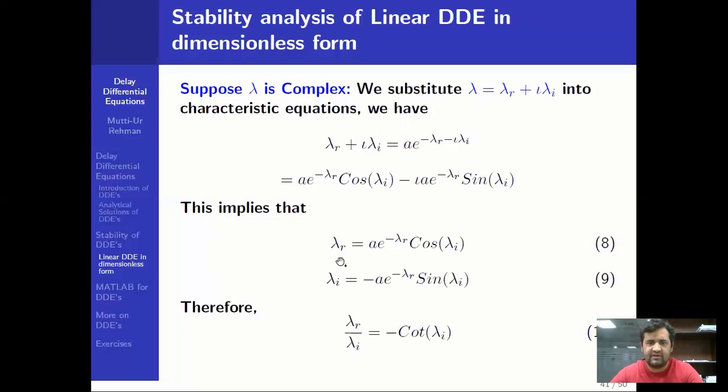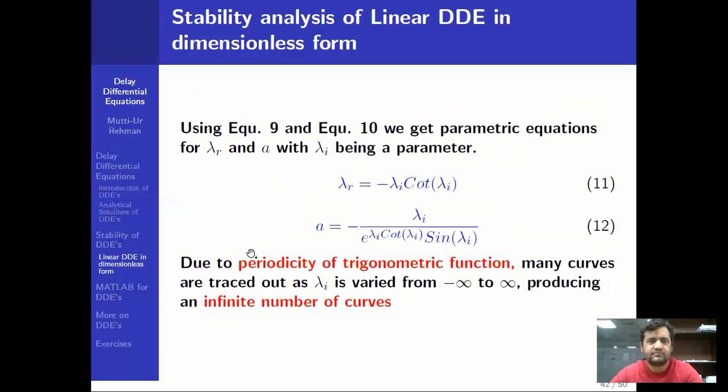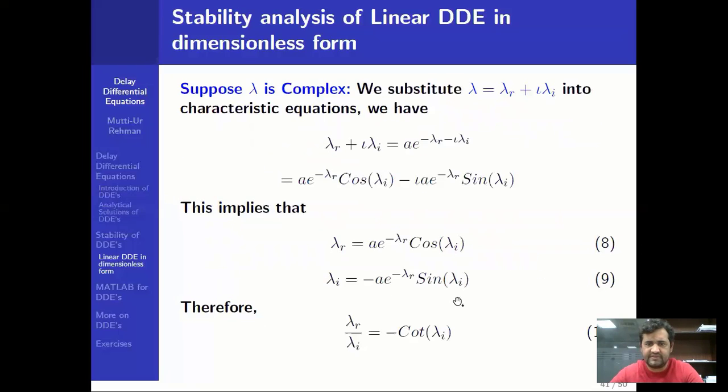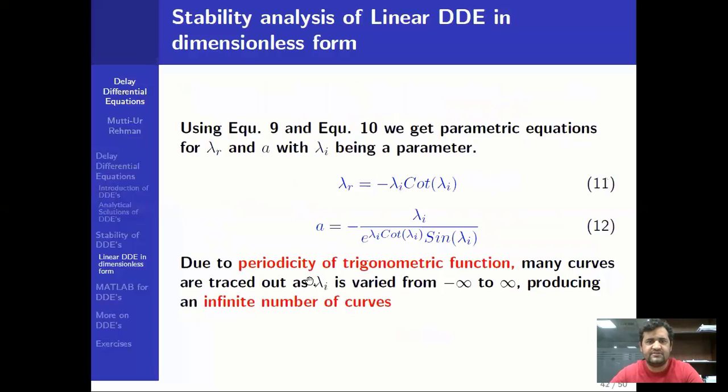For instance, for lambda r and lambda I, I have these kind of expressions. And if I use this equation, which is basically the imaginary part, then you will see that I can get the expression for the real part of the eigenvalue, and for this parameter p. So both of these two now depend on this eigenvalue, which is pure imaginary.